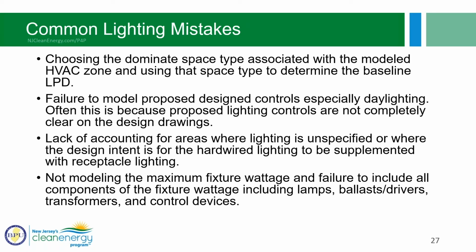The first one I touched on briefly: people will often choose the dominant space type associated with a modeled HVAC zone and use that to determine the baseline. The baseline should be determined based on all the different space types and their areas that make up that particular HVAC zone. Often there's a failure to model proposed design controls, especially daylighting. And I think sometimes this can occur because the controls aren't completely clear on the design drawings. So often you'll need to request specifications for how the controls work exactly from your design team.